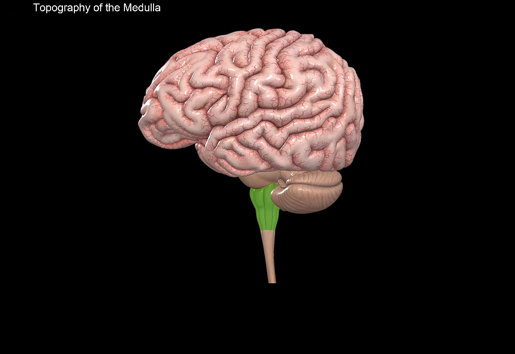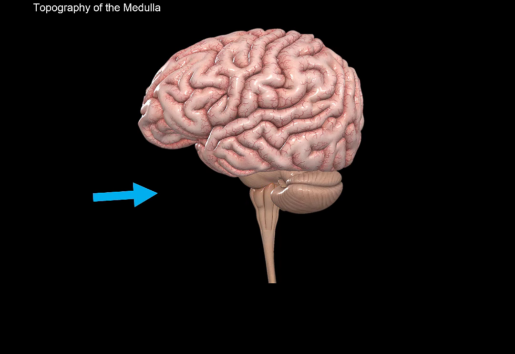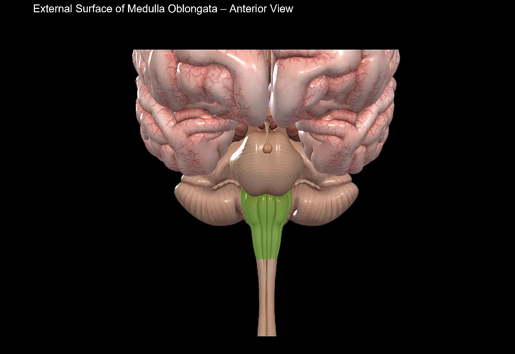Now, externally, your medulla has two surfaces. It has an anterior surface and a posterior surface. Let's now cover the typical morphology of these two surfaces, starting with the anterior surface first. So if you look at the brainstem from this perspective, you will see this. And again, the medulla oblongata is here in green.